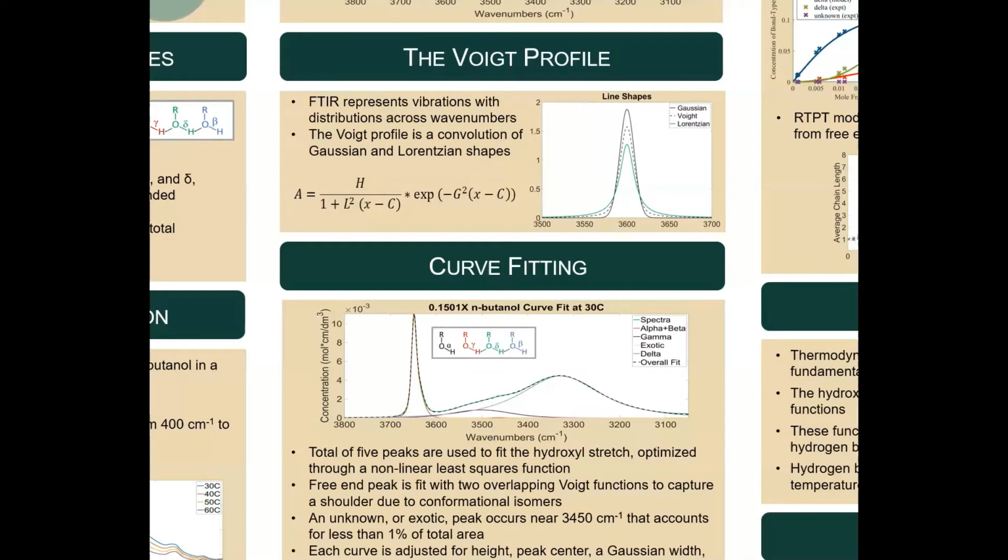Species in infrared spectroscopy show up as a distribution across wave numbers. The Voigt profile shown here is a convolution of the Gaussian and Lorentzian distributions. In the equation for the Voigt, absorbance is dependent on the height of the peak, h, a Lorentzian width, L, the curve center, C, and a Gaussian width, G.